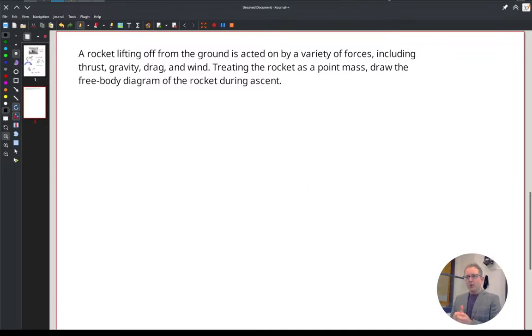This one we're told to make a point mass, like treat the rocket as a point mass, and then draw thrust, gravity, drag, and wind. So we have these different forces. What is a point mass? You're treating the whole system as a point. Take this whole rocket, right?